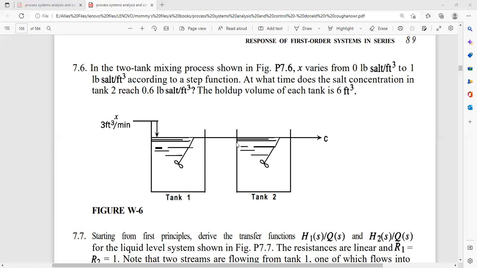Okay, so we have just one required information, and that is the salt concentration. That's Y2 for tank 2. How long will it take to reach 0.6 pounds of salt per cubic feet? So it's the time. It's not the concentration because the concentration is already given. So what time will it reach that particular concentration? In this case, of course, you need to get the transfer function of the entire system. If you're going to look into its solution, okay, I'll share a new screen now.